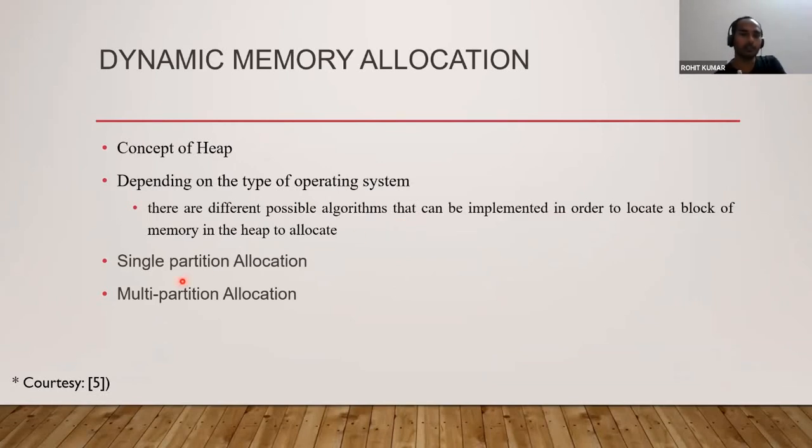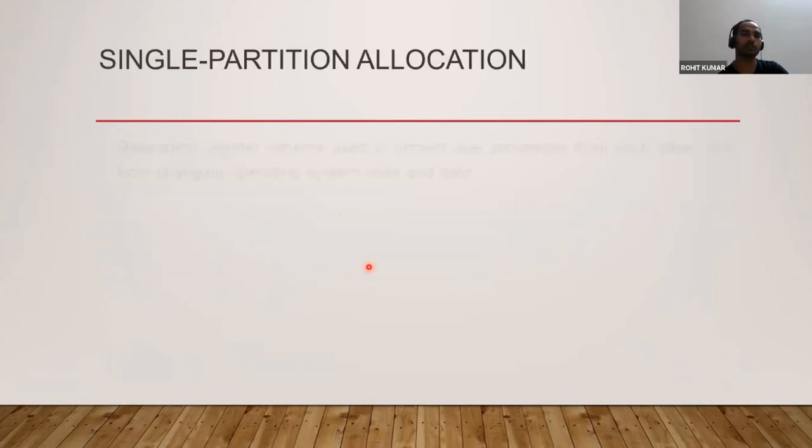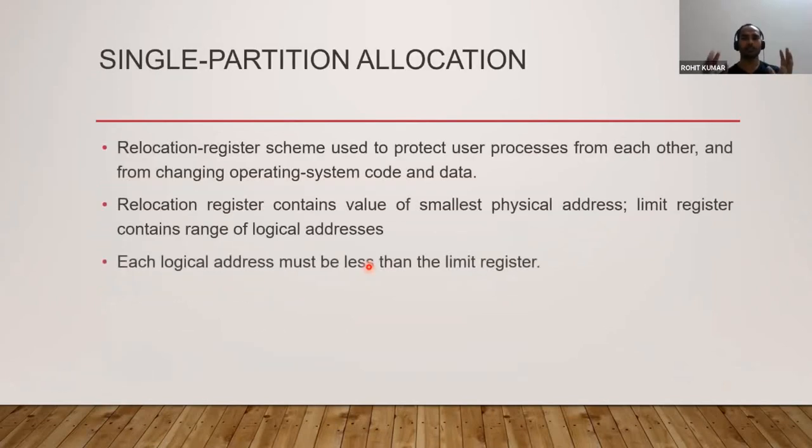Now there are majorly two types of memory allocation. One is single partition allocation, second is multi-partition allocation. Single partition allocation assumes that your memory is a single chunk of available, free memory locations. So if it is a single chunk, then obviously there is a simple concept of relocation register only.